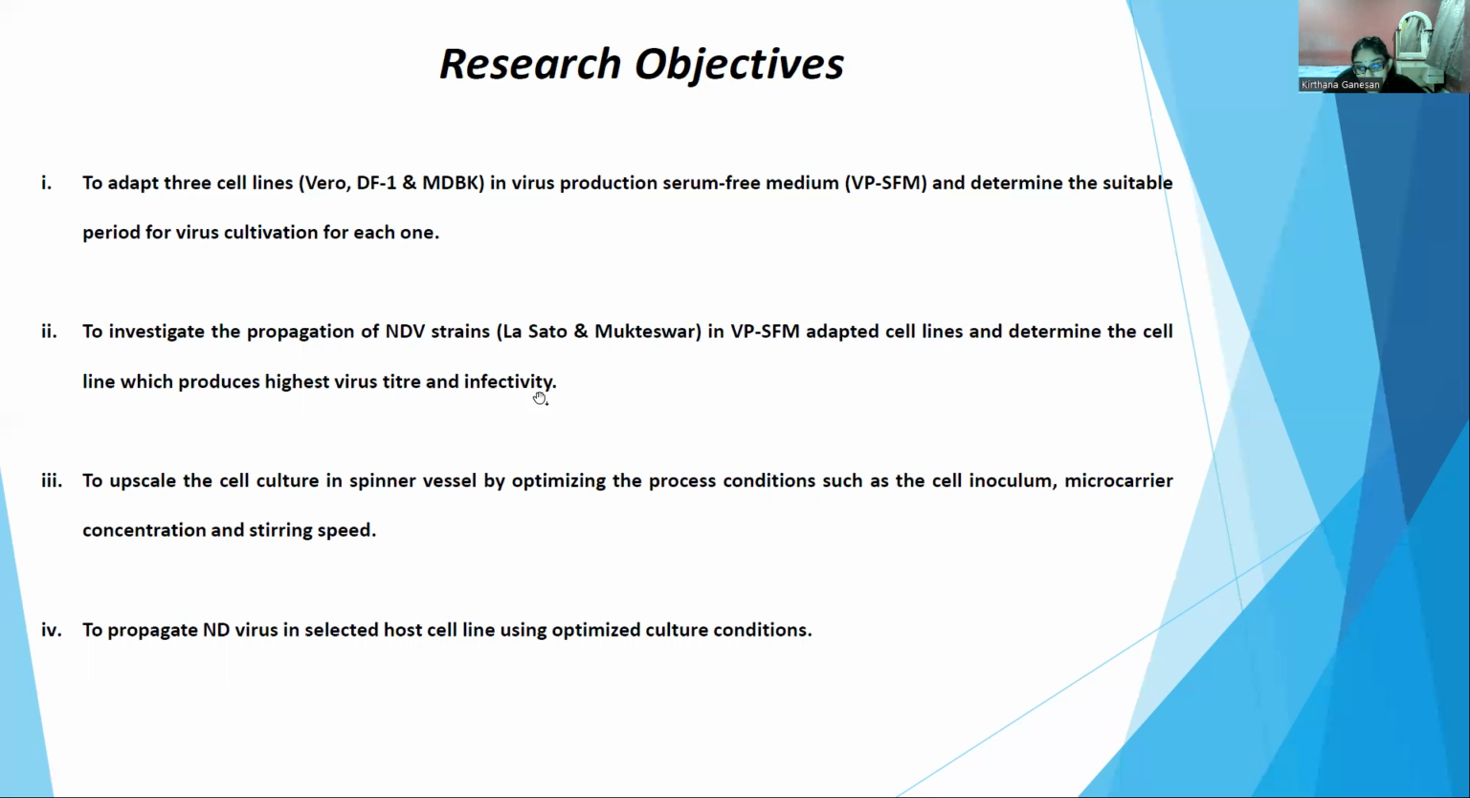and determine the cell line which produces the highest virus titer and infectivity. The third objective is to upscale the cell culture in spinner vessel by optimizing the process conditions such as the cell inoculum, microcarrier concentration, and stirring speed. The last objective is to propagate the Newcastle disease virus in the selected host cell line using optimized culture conditions.